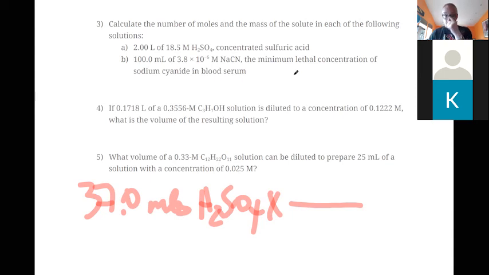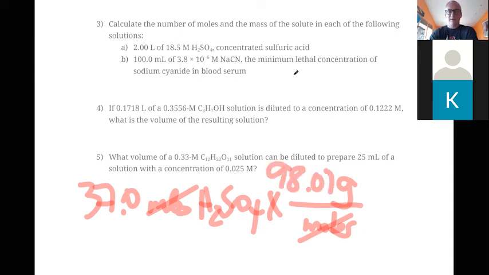Grams per mole. Right. So you want the molar mass in grams over moles, because I want to cancel out my moles and I want to be left with grams. So what's the molar mass of sulfuric acid? 98.079. Okay, so what's your final answer for the mass of H2SO4?